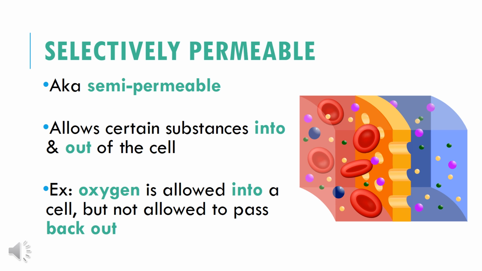So let's get started. The first thing we're going to talk about with the cell membrane is a review of what the function of the cell membrane is. The cell membrane is considered to be a selectively permeable surface. This also means it's semi-permeable, both of which are defined as allowing certain substances into and out of the cell.